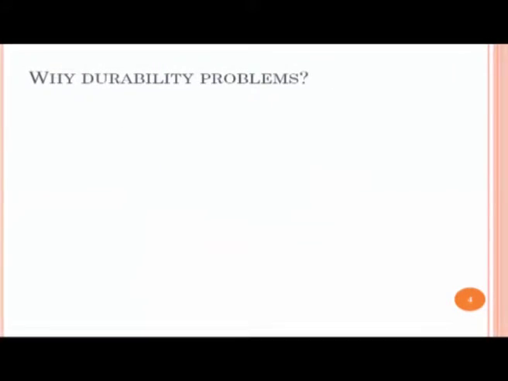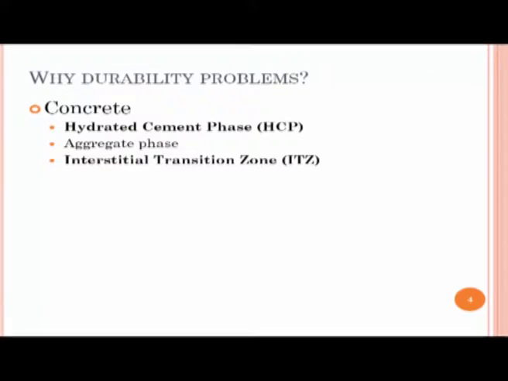So now why do durability problems happen in concrete? Okay, we know that concrete is a very versatile, very durable, hard material. How does it degrade in a given environment? So let us take a look at, first of all, concrete is a multi-phase material. Okay, it has different phases that have very different characteristics.